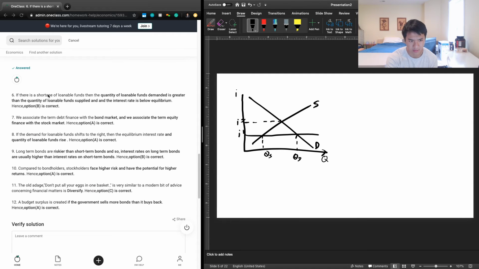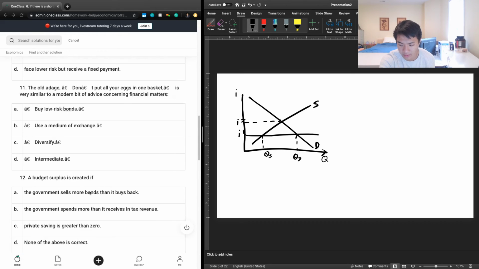Let's take a look at the tutor's answer choices. It says if there's a shortage of loanable funds, then the quantity of loanable funds demanded is greater than the quantity of loanable funds supplied, and the interest rate is below equilibrium. Hence, option B is correct. And again, that is the right answer.